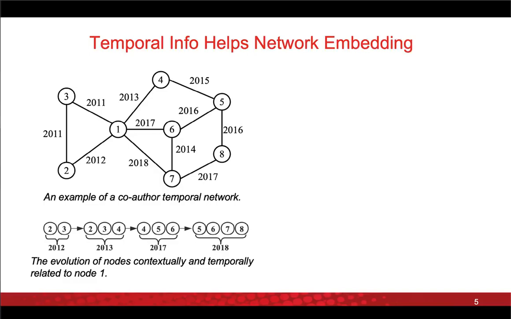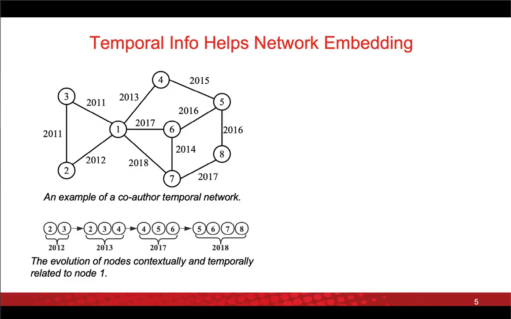Next, let us see how temporal information can be leveraged to help network embedding. Suppose we have a co-author network as shown in the top left side of the slides. If we ignore the time step on each edge, we may think that the relation between node 1 and its neighborhood is similar solely based on the static structural information.